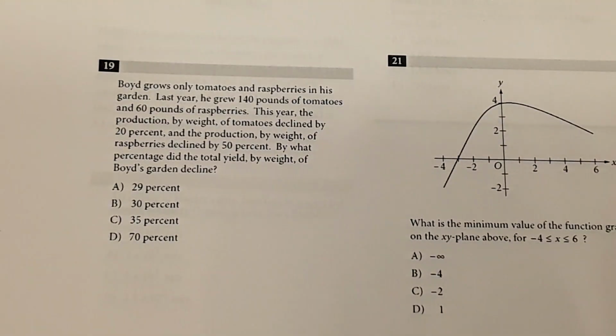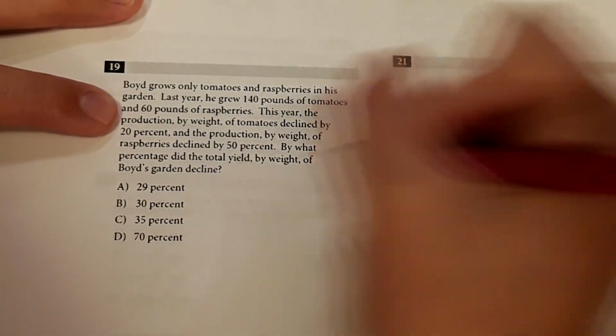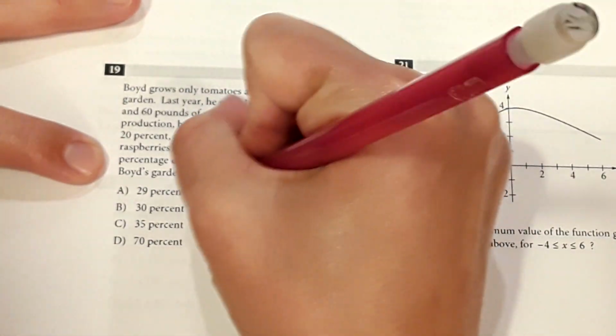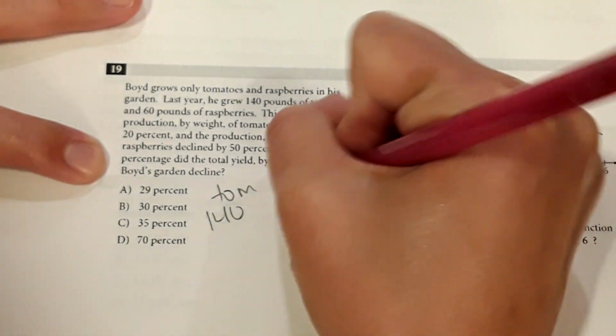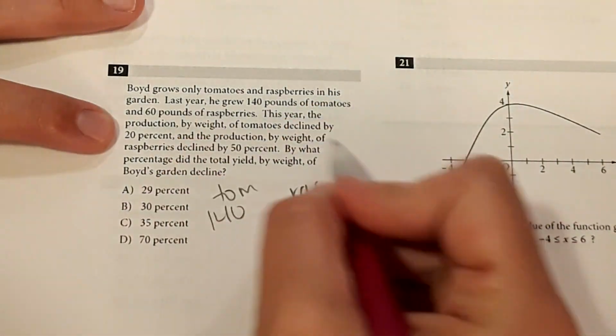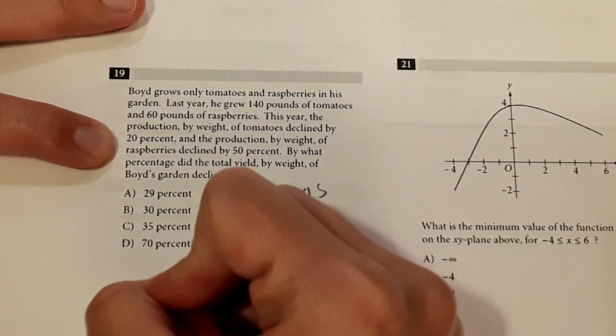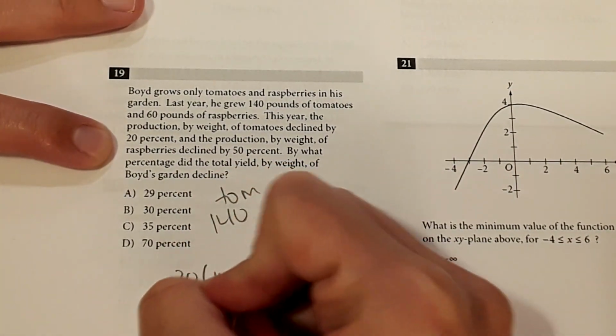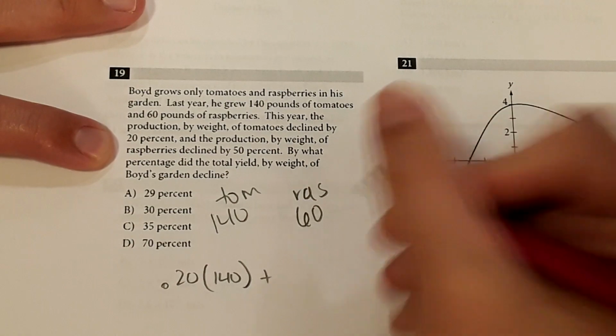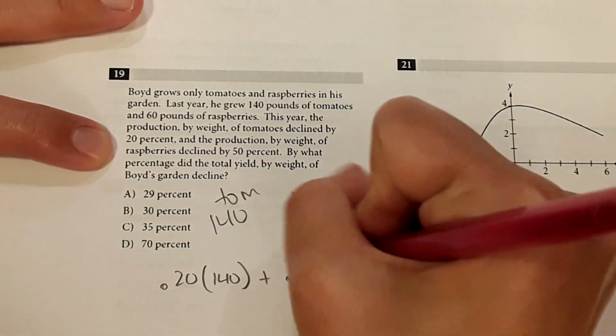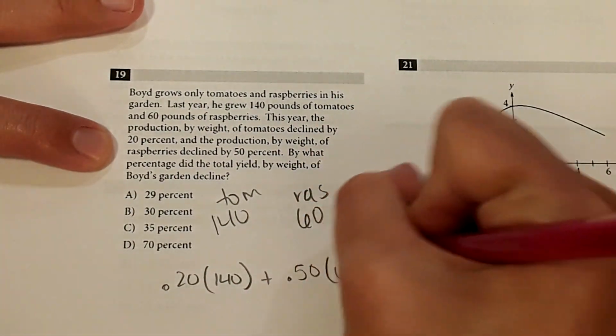Number 19, Boyd grows only tomatoes and raspberries in his garden. Last year he grew 140 pounds of tomatoes and 60 pounds of raspberries. This year, the production by weight of tomatoes declined 20%. So we're going to do 0.20, 20% times 140. And the production of raspberries declined by 50%, so 0.50 times 60.